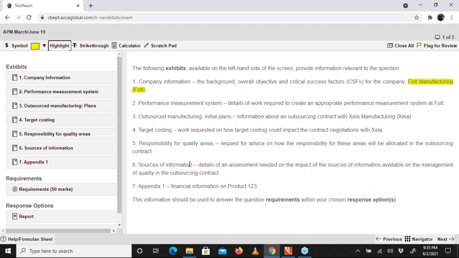Then there are these sources of information. Then Appendix 1, and it says this information should be used to answer the question requirement within your chosen options. Now, what is it that we need to do? We now need to move a bit forward and discuss further about it.